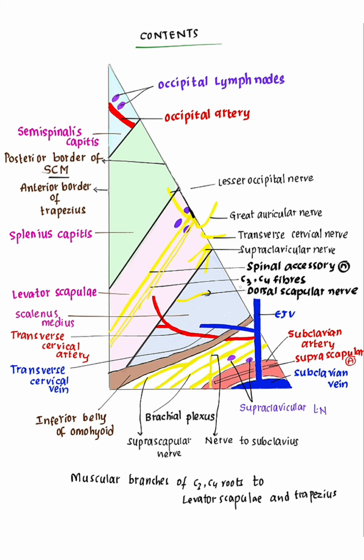C3 C4 fibers. Muscular branches of C3 C4 roots go to levator scapulae and trapezius. They appear about the middle of the posterior border of sternocleidomastoid. The branches supplying levator scapulae soon end in it, while the branches supplying trapezius run below and parallel to the spinal accessory nerve, crossing the middle of the triangle.